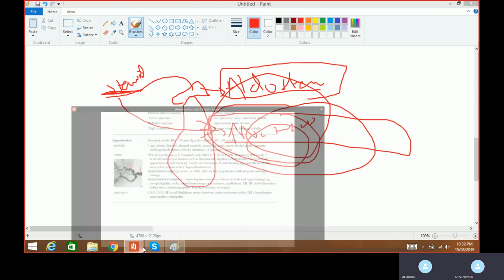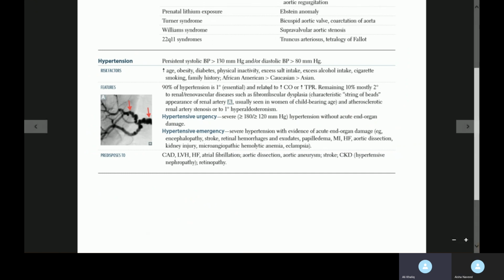So remember, 90% of the cases of hypertension are idiopathic, which is called essential hypertension, and secondary causes of hypertension can be renal artery stenosis, fibromuscular dysplasia, and the primary hyperaldosteronism, which I just told you.